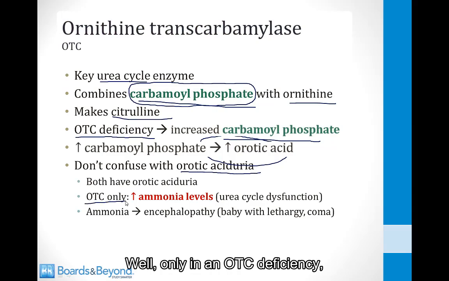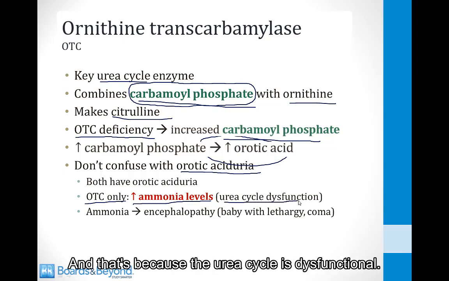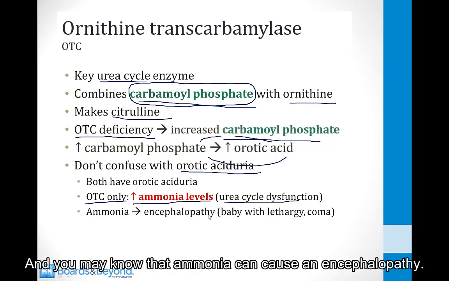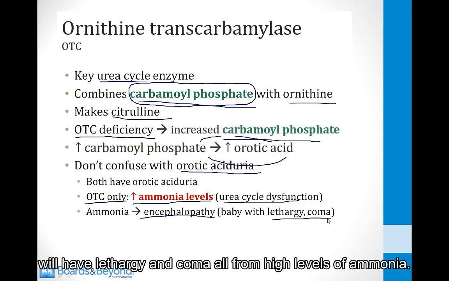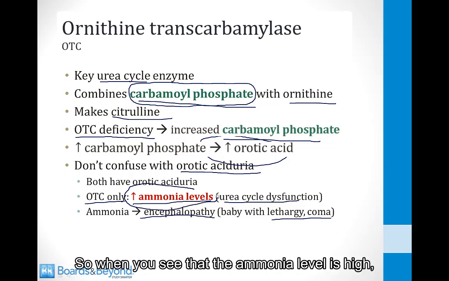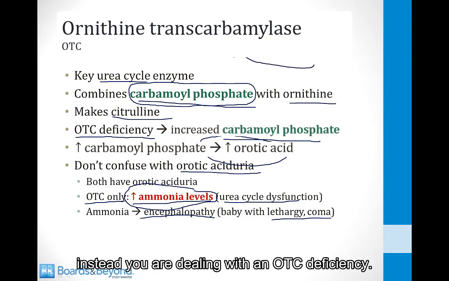Well, only in an OTC deficiency will you have high levels of ammonia, and that's because the urea cycle is dysfunctional. And you may know that ammonia can cause an encephalopathy. This is how liver disease patients get hepatic encephalopathy. So babies born with this condition will have lethargy and coma, all from high levels of ammonia. So when you see that the ammonia level is high, you know that you are not dealing with orotic aciduria. Instead, you are dealing with an OTC deficiency.